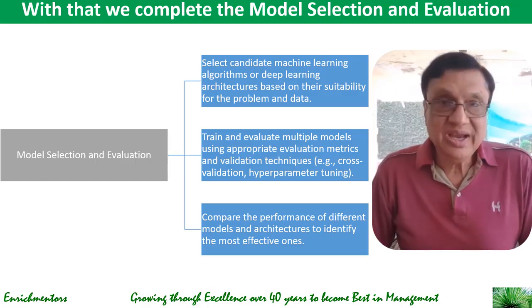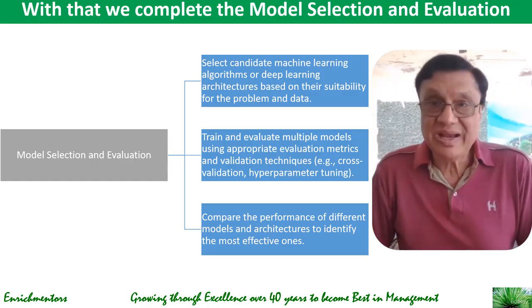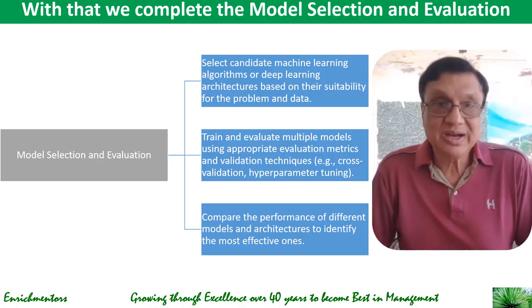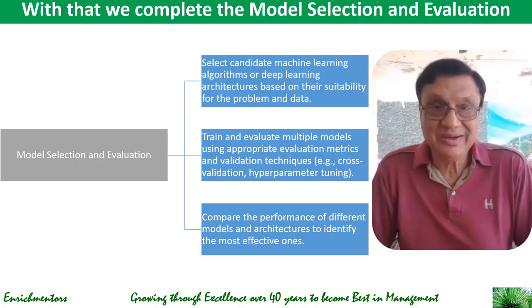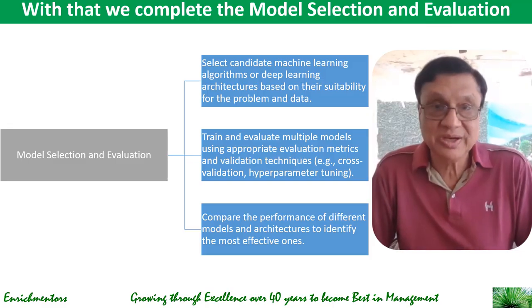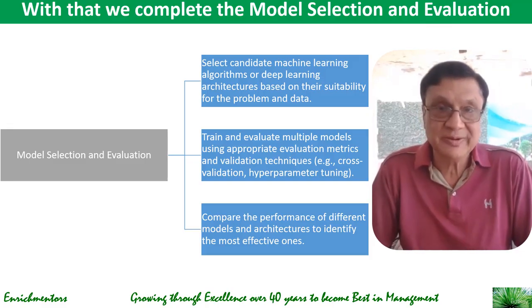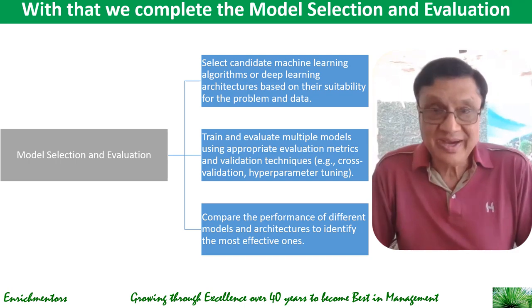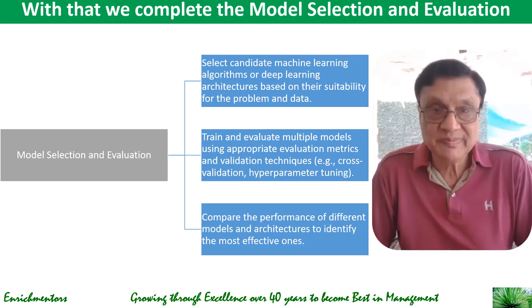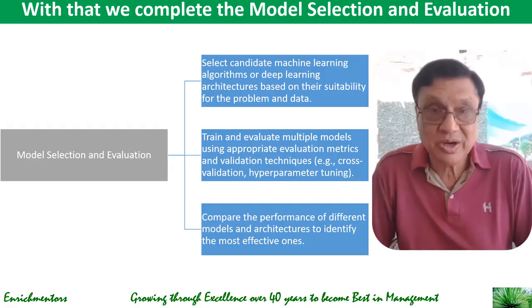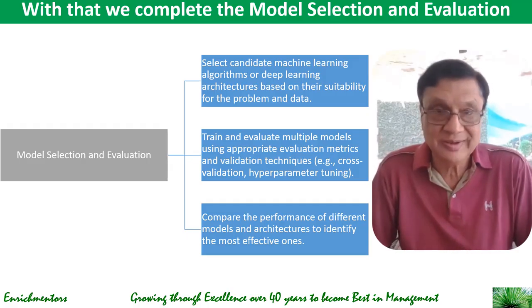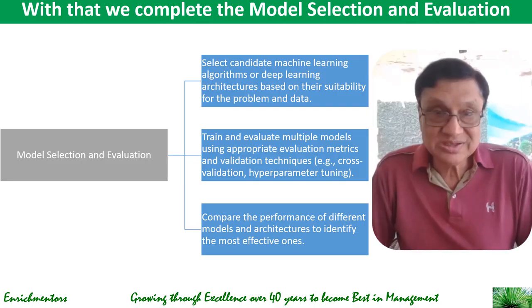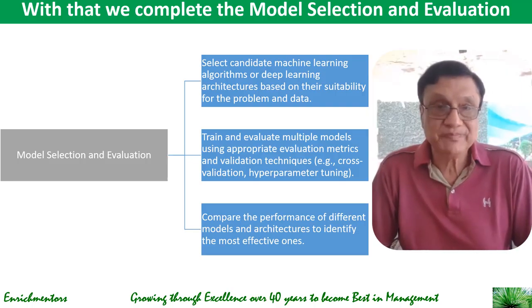With that, we have completed the model selection and evaluation part in artificial intelligence. We looked at how to select candidate machine learning algorithms or deep learning architectures based on their suitability as the first step. Then we trained and evaluated multiple models using appropriate evaluation metrics and validation techniques, and there we learned about cross-validation and hyperparameter tuning. And in this lecture, we compared the performance of different models and architectures to identify the most effective one.